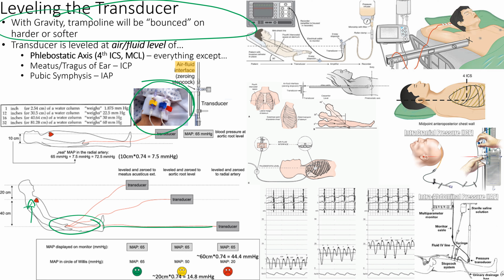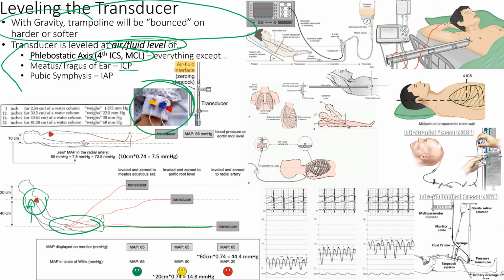Especially if you sit the patient up, or you raise the bed up, we're going to raise this with them, right? And when you put them down, you're going to make sure we're all leveled before we leave. And again, we level this at the air-fluid interface. That's what the monitor knows as the atmospheric pressure, and the transducer is equilibrated to that. So the phlebostatic axis, where is it? Fourth intercostal space, midclavicular line. That is technically where it's at, but usually it's the mid-axillary line. Okay, and everything is usually leveled there except for the ICP.